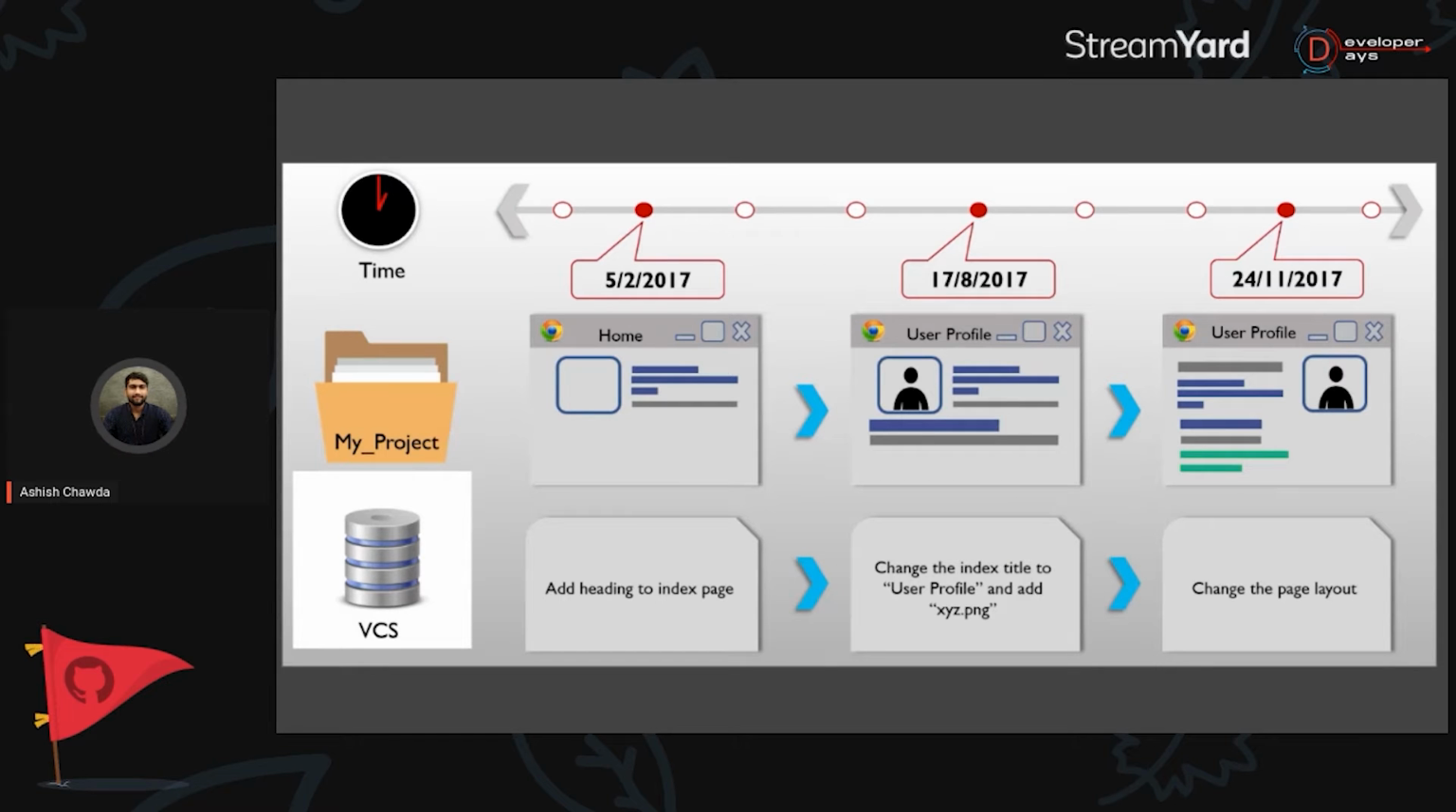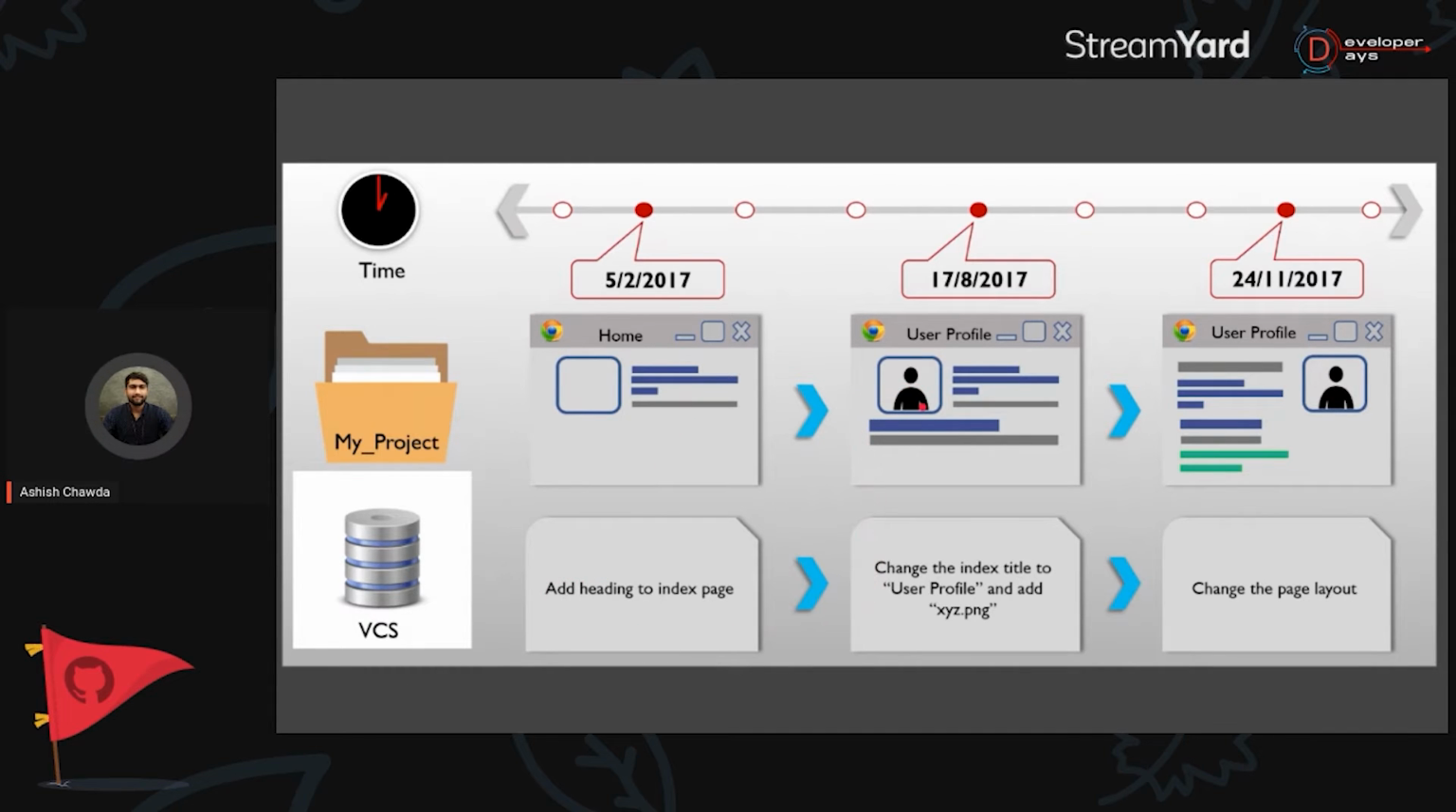And this is a small history, or timeline you can say, for a single project. So let's just consider we are building a website. So in the website, the starting phase was this. So after adding this, we added the commit called add heading to index page. So suppose we added a new heading here. So that is the commit message for it.